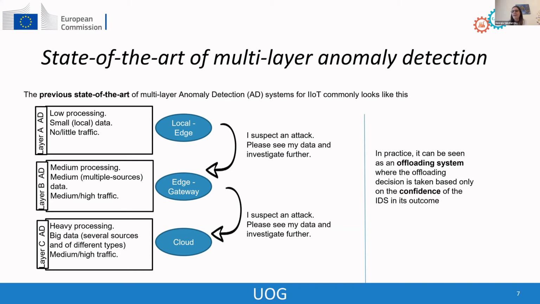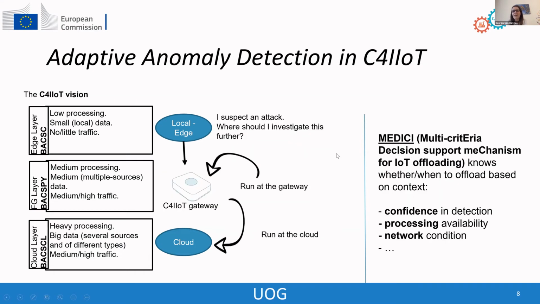In the next slide, what we are envisioning in C4IoT is to make this process more automated and more adaptive. This is where we use our MEDICI tool, which stands for multi-criteria decision support mechanism for IoT offloading. The idea is now to have the decision of which model should run next, if the confidence of the previous model is low, be made in an automated and adaptive way.